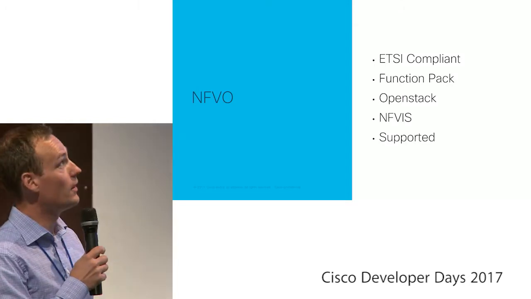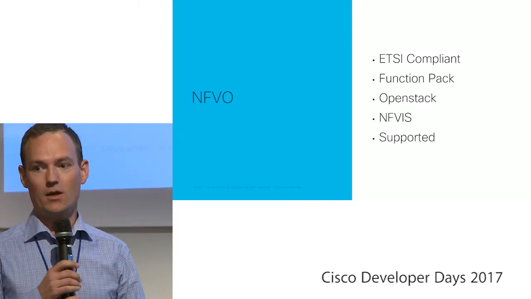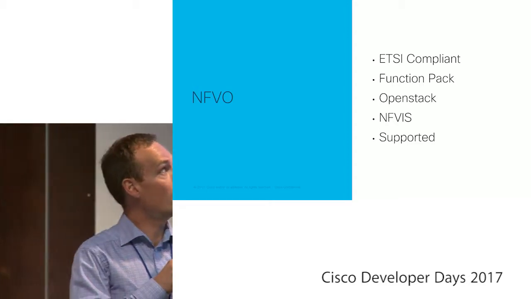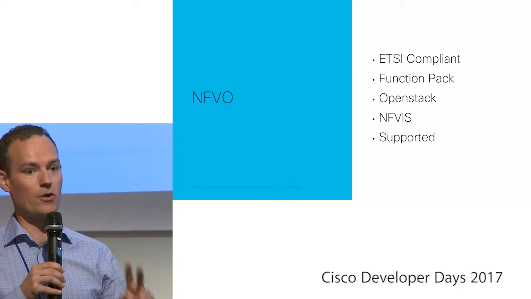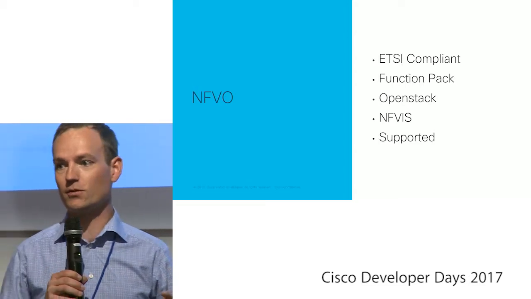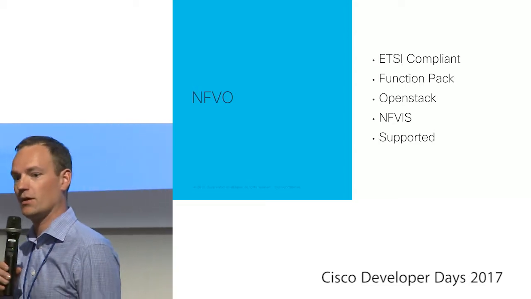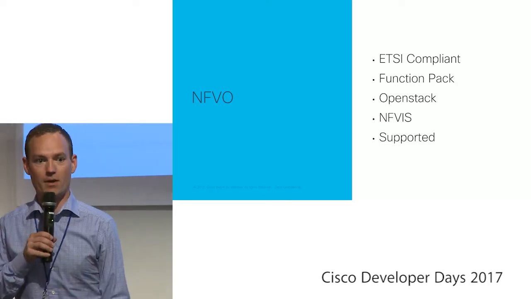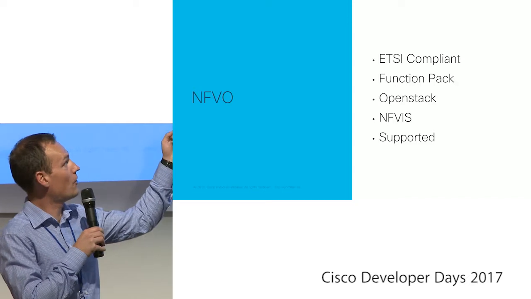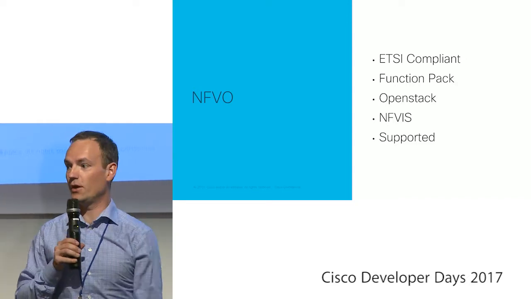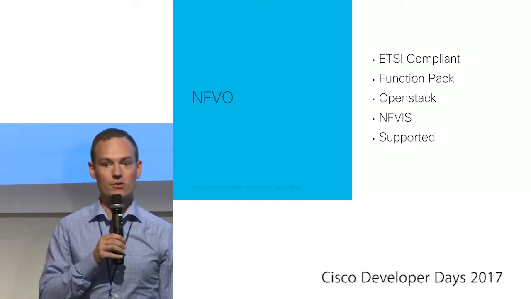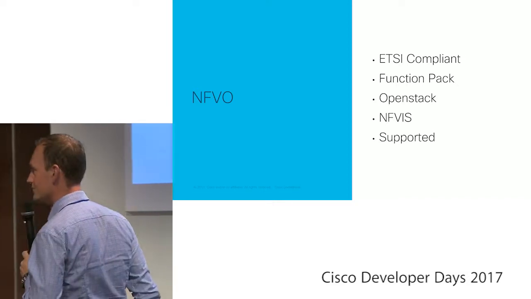Okay, so I'll talk a bit about the NFVO stuff, our function pack, the NFV orchestrator function pack. We have 2 incarnations of this, one for OpenStack sitting on top of the Elastic Services Controller, another Cisco product, a VNF manager built by our sister team in Ottawa. Then we have the NFVO for the NFVIS, which we're going to use here today to demo. And it's a fully supported function pack from the BU.